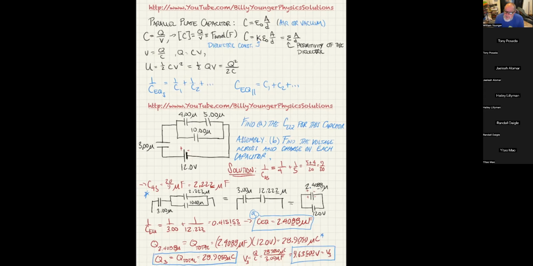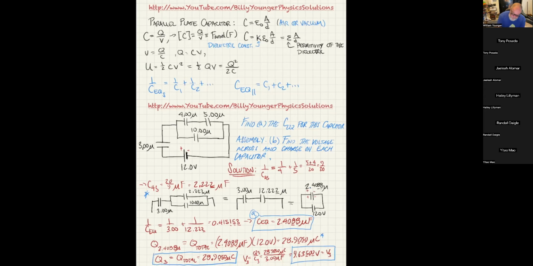If it was in parallel, you'd say part of it would go to one leg and part of it to another leg, or however many legs there were. But it really has no choice. Every bit of it has to go on that 3 microfarad capacitor. So the Q3 is the same as Q total, 28.9050. So that's why we got that for the Q3. And then, of course, V is just Q over C. So I can just take Q3 and divide it by C3. And that gave me 9.6500 volts, the voltage across the 3 microfarad capacitor.